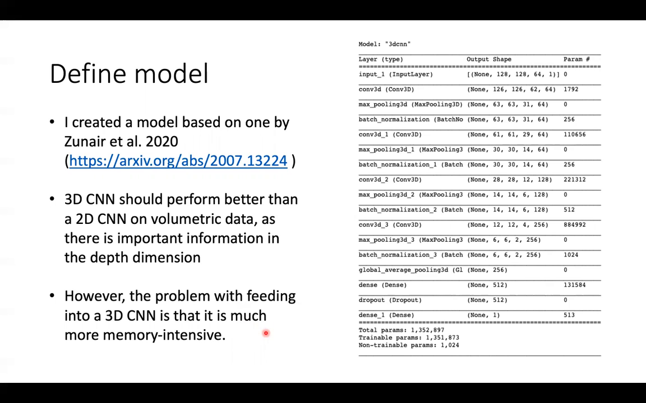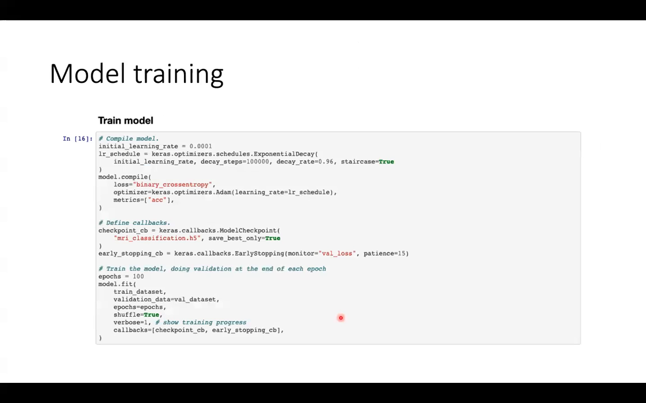So in my model, I had 4 3D convolutional layers, each followed by a max pooling and a batch normalization step. And I finished with a global average pooling layer, then a dense layer with 512 units, and then a dropout layer to prevent overfitting. And so my output layer was a 1-unit dense layer with a sigmoid activation function, which is often used in binary classification tasks.